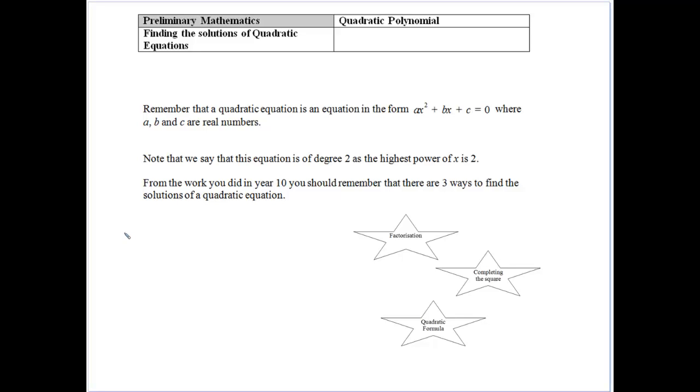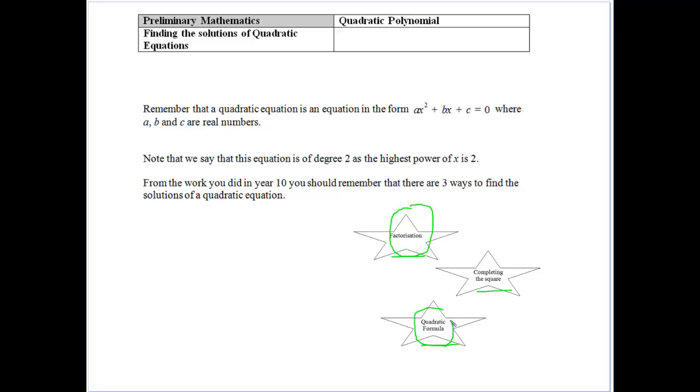So what we want to remember is how we find solutions to a quadratic equation. Now, we know we've got three ways that you would have learned about at some stage. The more common ones are the factorisation and the quadratic formula, but you've also seen completing the square. So there's the three ways that we can solve a quadratic equation. Now, these are the most popular ones.